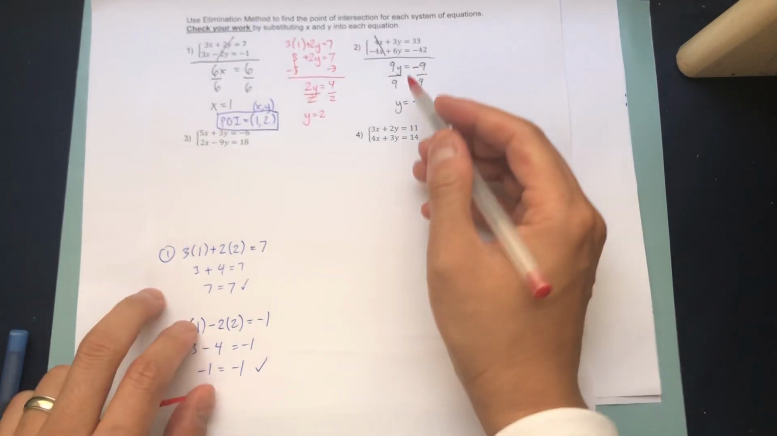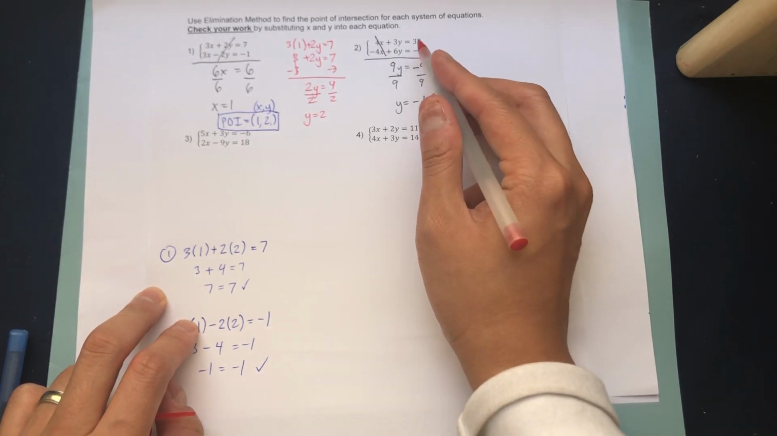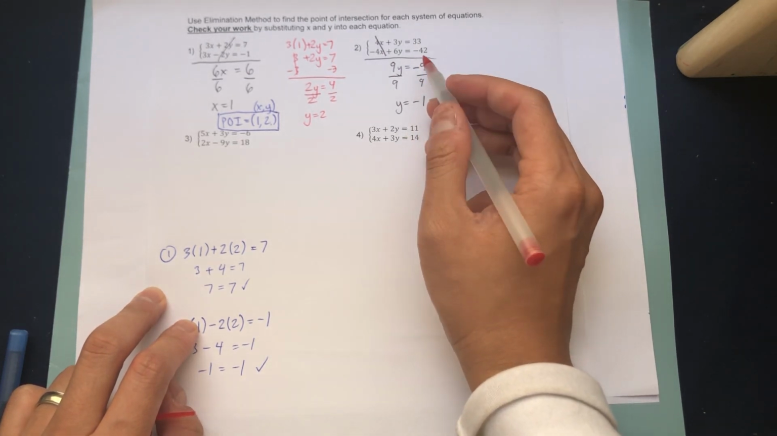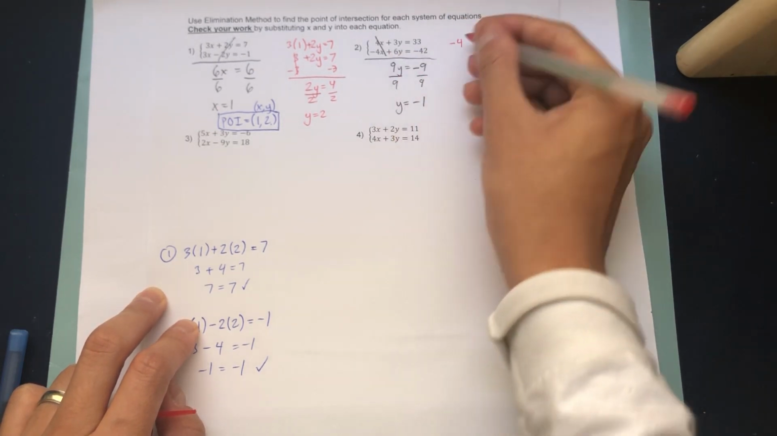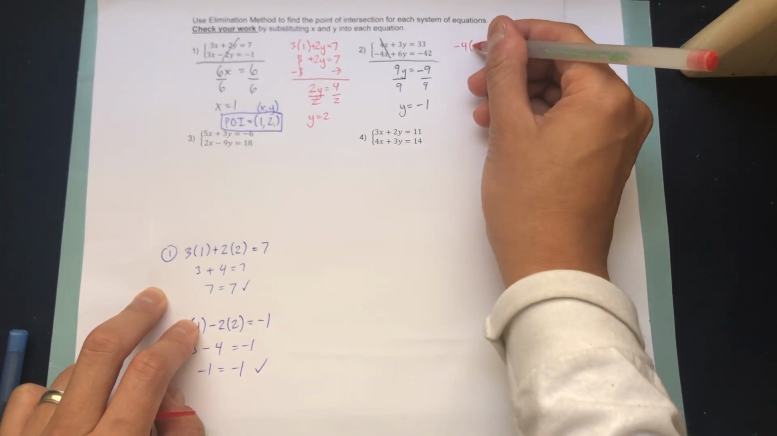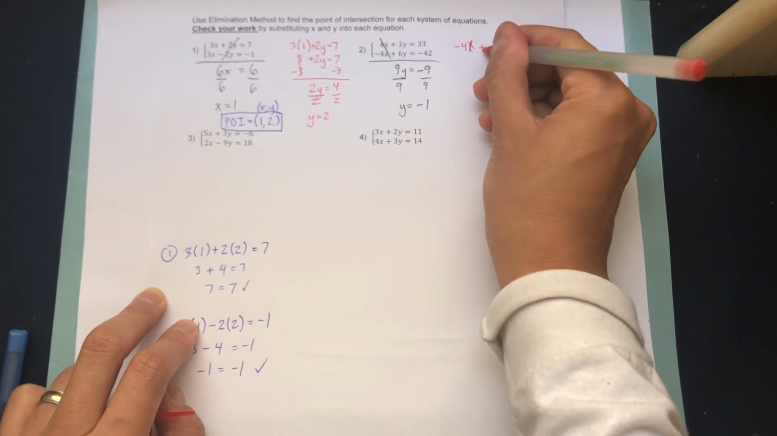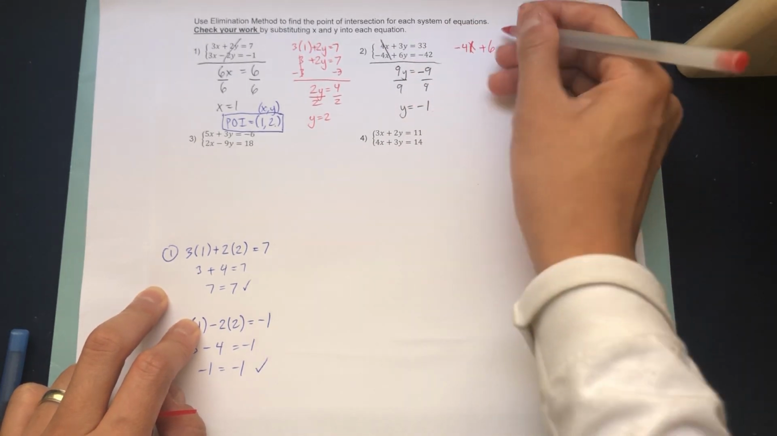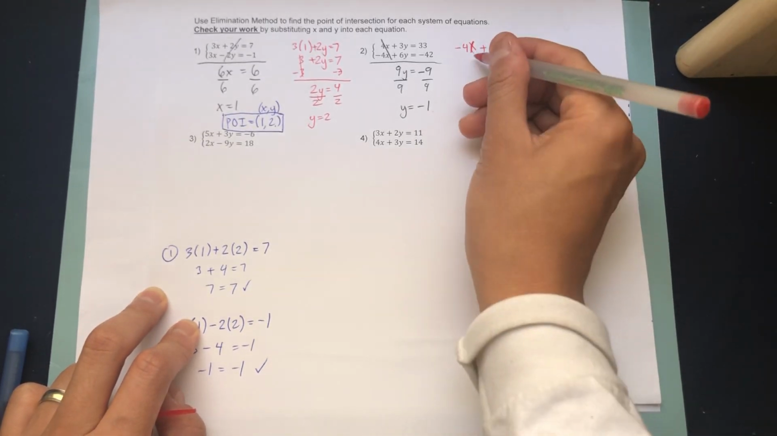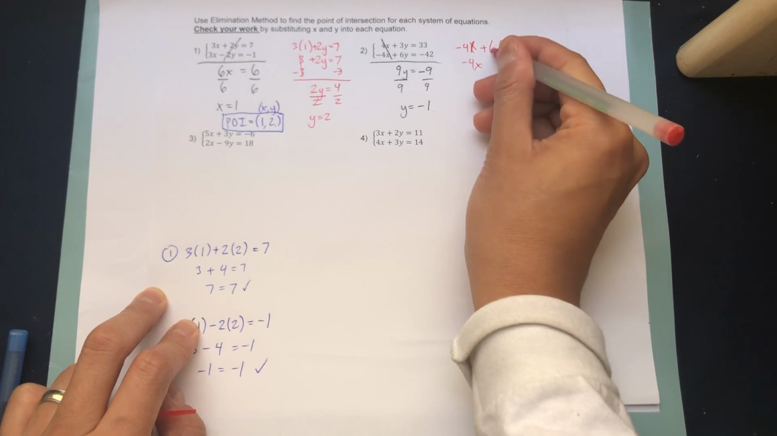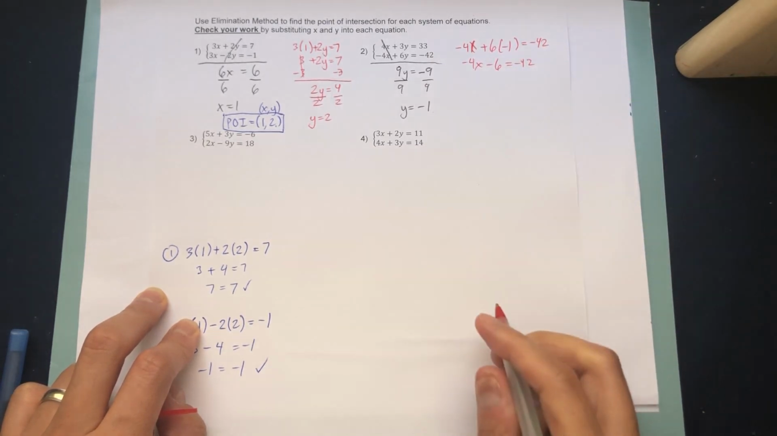Now that we solved for our y variable, we're going to plug it into either equation to solve for x. Let's try the second equation this time. So negative 4 times x, we don't know x yet, so I'll just write it as x right here, negative 4x, plus 6 times y, and y is negative 1, is going to equal negative 42. We still have negative 4x. Positive 6 times negative 1 is going to be negative 6 equals negative 42.